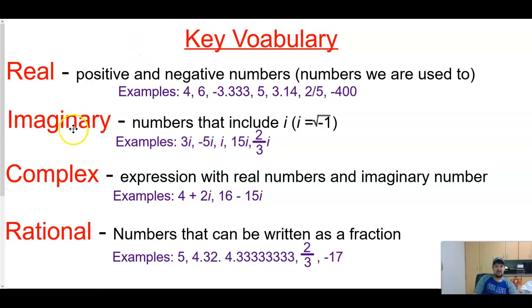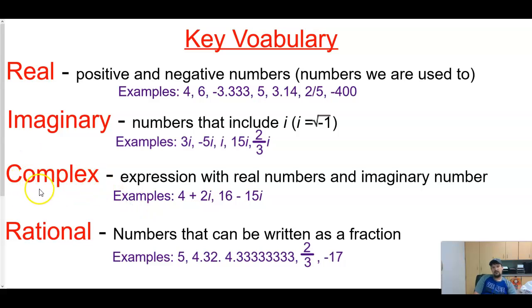And opposite that is our imaginary numbers. Imaginary numbers are numbers that include i. And just remember, i is equal to the square root of negative 1, which technically we can't have a negative underneath the square root. That's why we call it imaginary. So examples would be like 3i, negative 5i, just plain old i, 15i, 2/3 i. Anything with an i is considered your imaginary number.